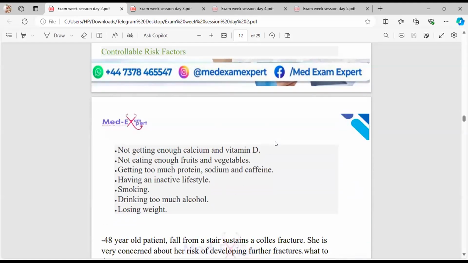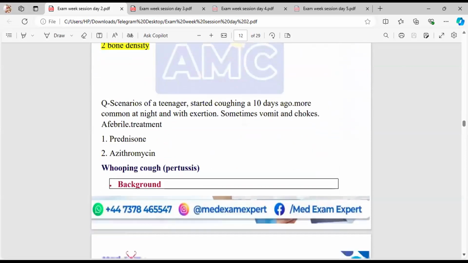So just read and learn these points, and if any risk factor comes in your exam question, then mark bone density. Otherwise, if there is no risk factor in your question, then your answer will be do nothing.